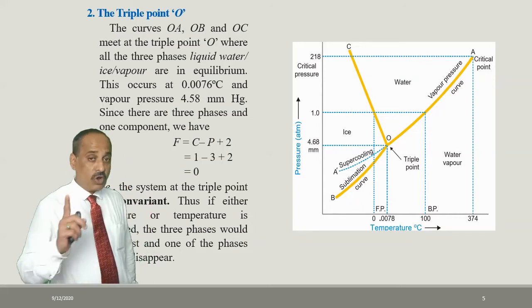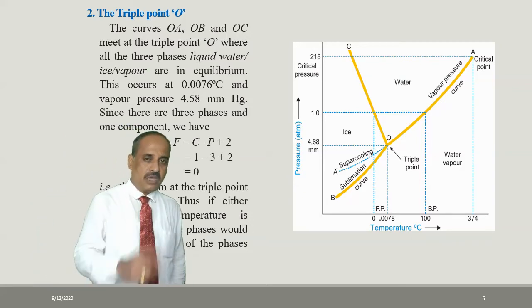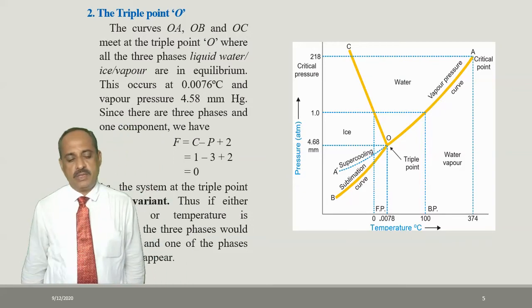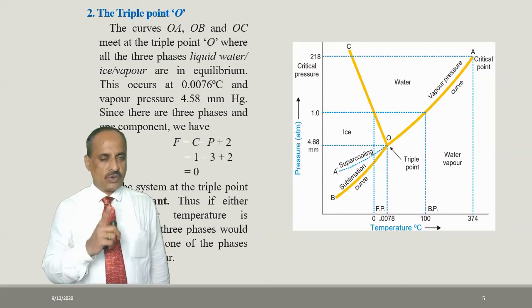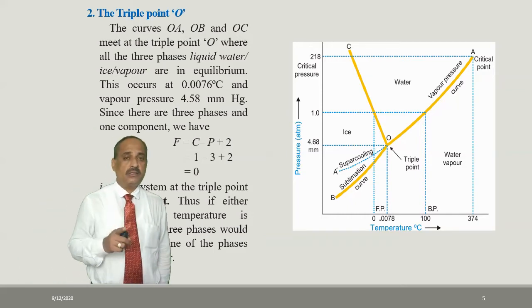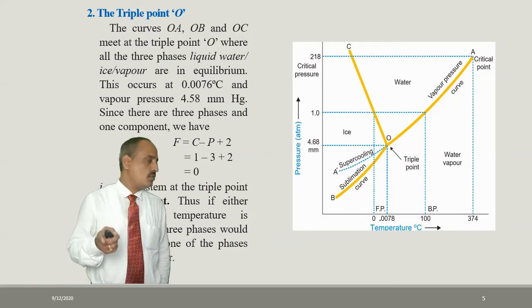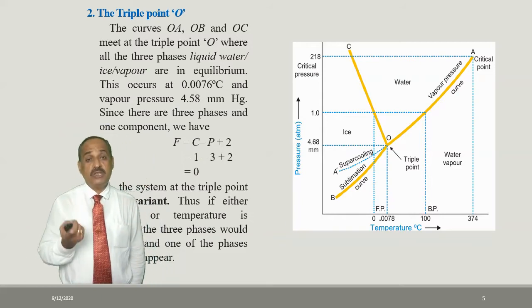So, if I want to apply the phase rule equation, F = C - P + 2, then if you see here, the component is 1, that is water, so F = 1 minus the number of phases at the triple point, which are 3. Therefore, 1 - 3 + 2, and the value of F comes out to be 0. So, what is the meaning of 0?